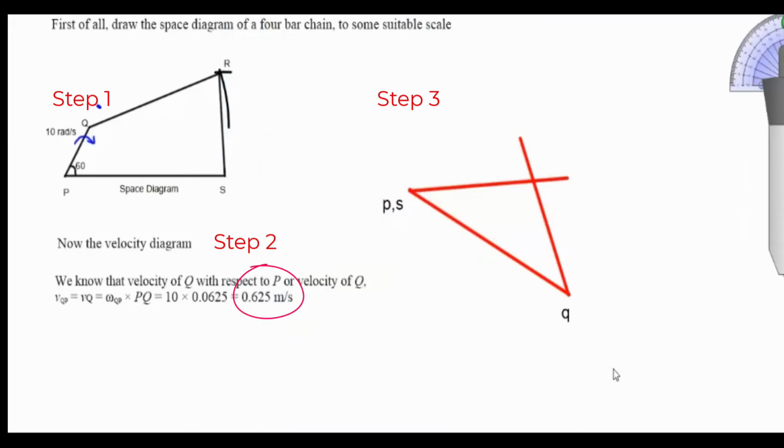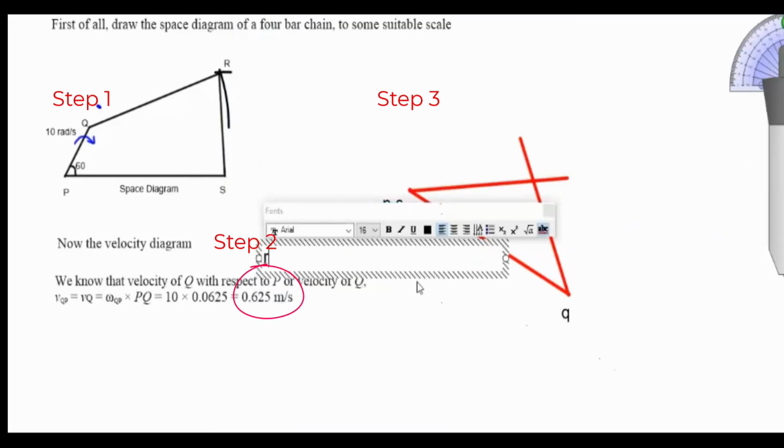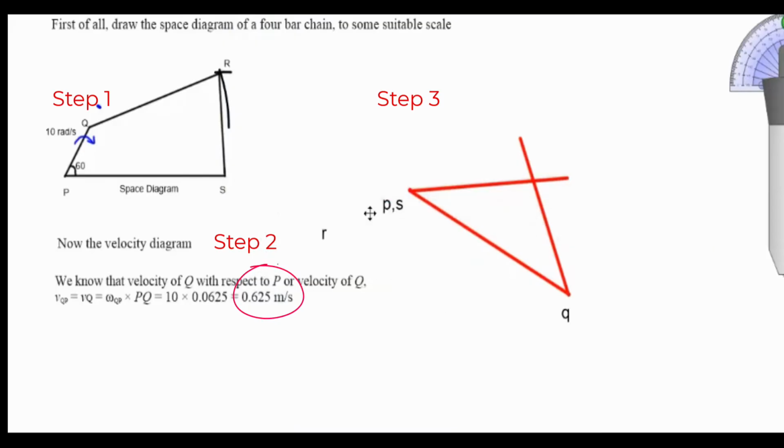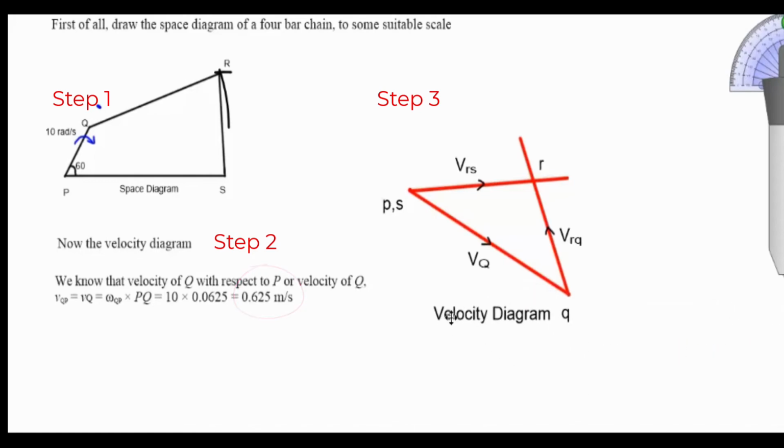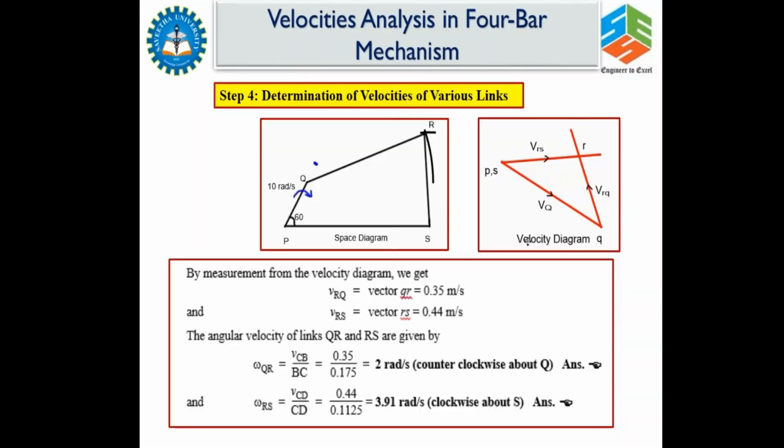When you draw the perpendiculars, they intersect at one point R. Join them, and we get the required velocity diagram. So there you are. We got the required velocity diagram PQRS. Now just by measuring the three sides of it, we will get the required answers VQ, VRQ, VRS.